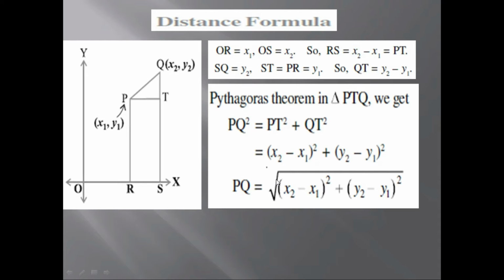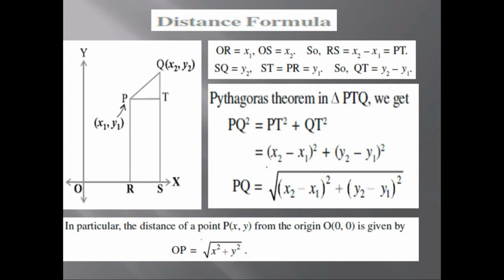Now writing square root every time is somewhat difficult. So the easiest thing I am doing is, instead of taking PQ, I am taking PQ square. So PQ square is equal to x2 minus x1 square plus y2 minus y1 square. Whenever we get the pure number as PQ square, we have to square root that number. So this is the formula of distance, or distance formula.